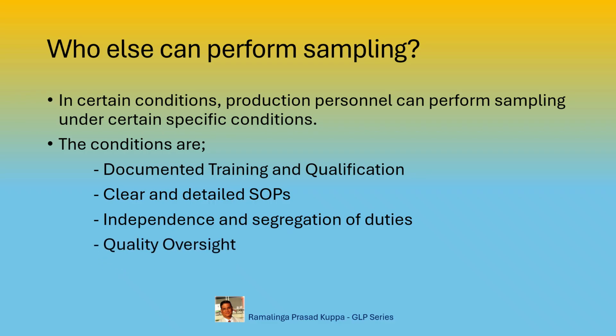Quality oversight. The guideline also prescribes that even if the production staff can conduct the sampling, the quality unit, that is QA and QC, retains the responsibility for ensuring the process is controlled, the samples are representative, and the data are reliable.